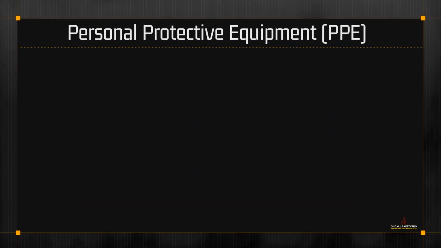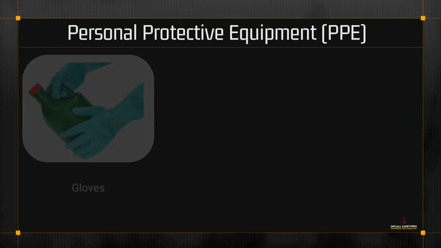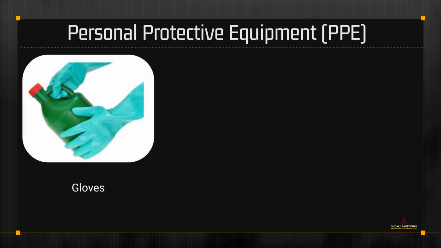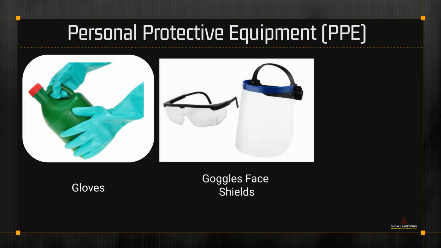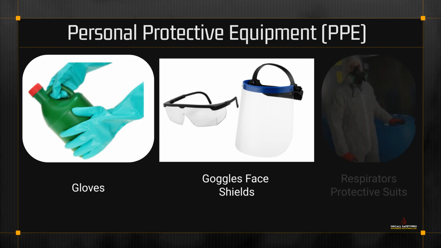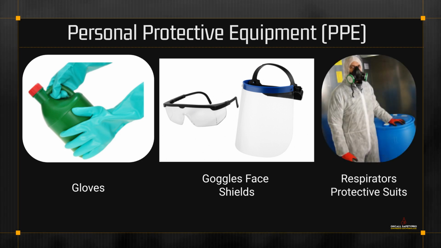PPE is essential for protecting yourself when handling hazardous chemicals. Let's break down the main types. 1. Gloves. Protect your hands from corrosive or toxic substances. 2. Goggles and face shields. Guard your eyes and face against splashes. 3. Respirators. Prevent inhalation of harmful fumes or dust. 4. Protective suits. Shield your skin from spills and splashes.